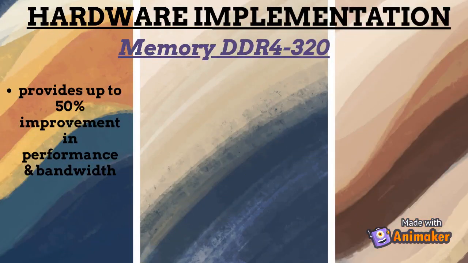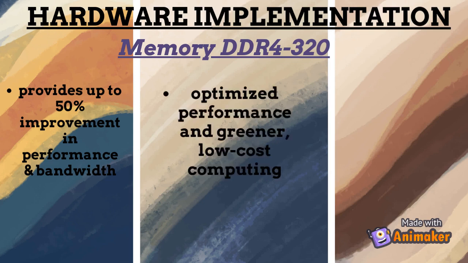For memory, DDR4 320. DDR4 provides up to a 50% improvement in performance and bandwidth while lowering your total computing environment's power consumption. DDR4 also is used to optimize performance and for greener, low-cost computing.